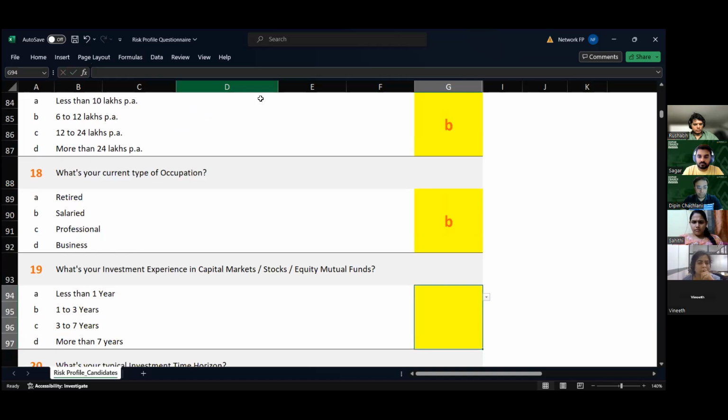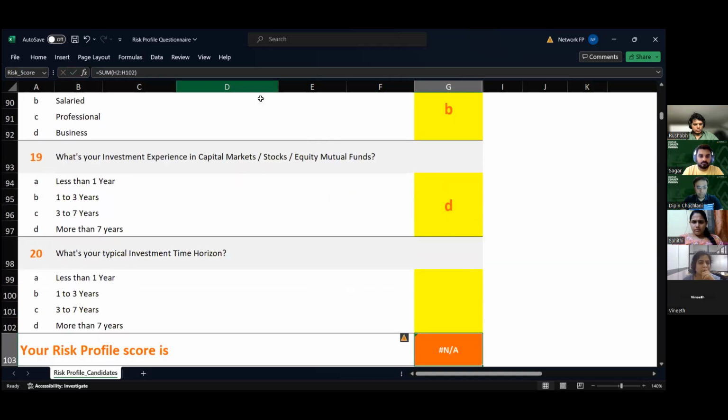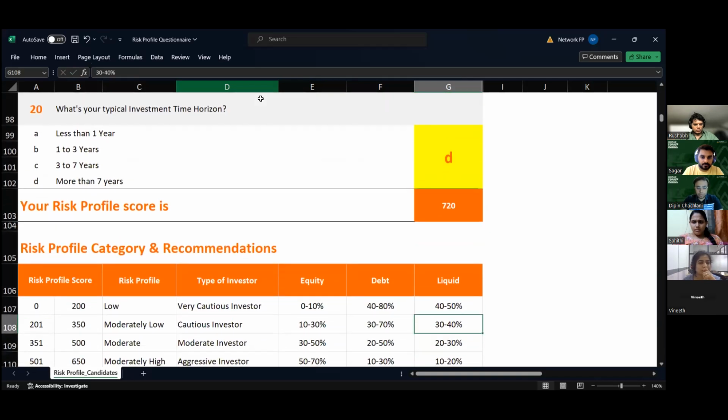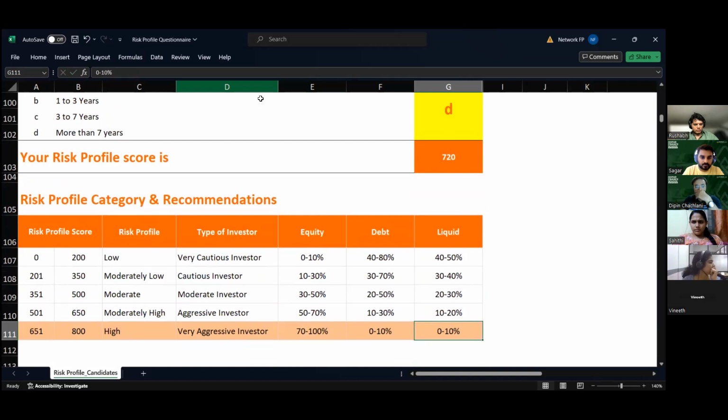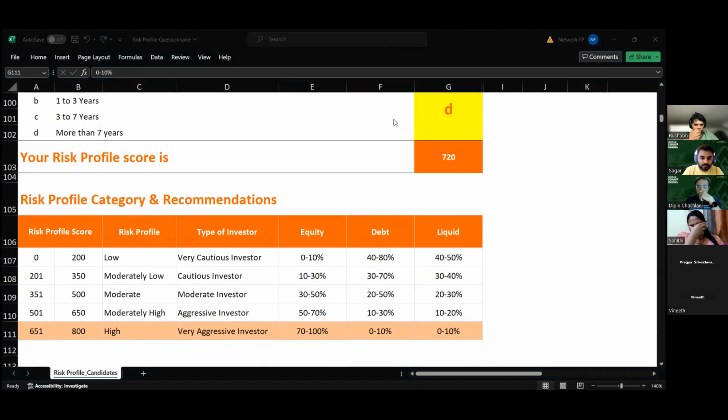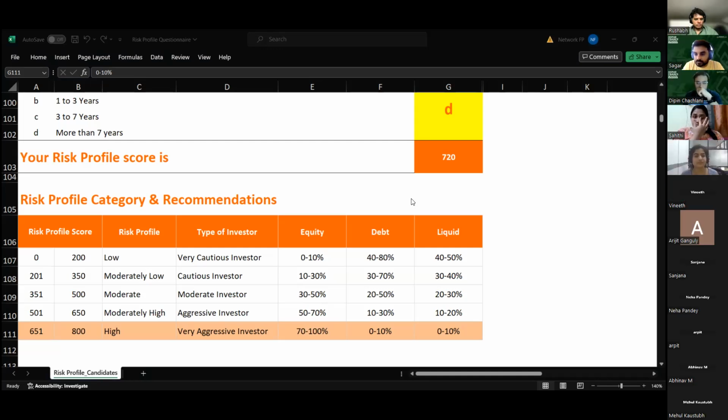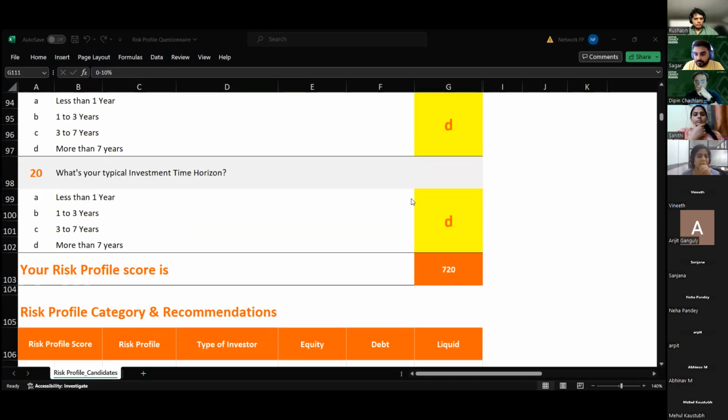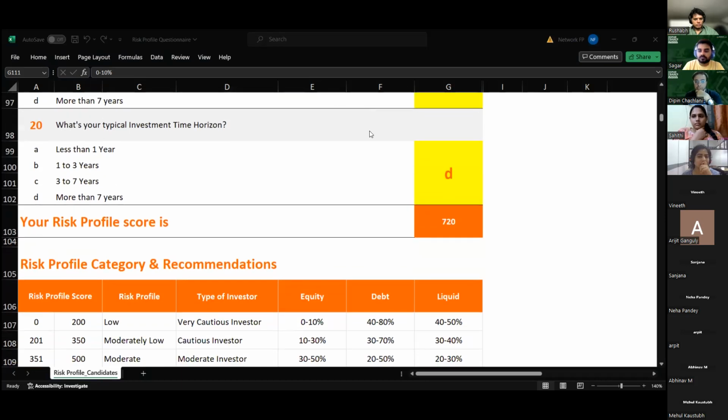Hey, Dipin, can you please share the questionnaire once? Yeah, sure. Sagar, can you share it once? I've opened the file. Just a second. And once you are done, you can share in the chat box as well what's your risk profile score.